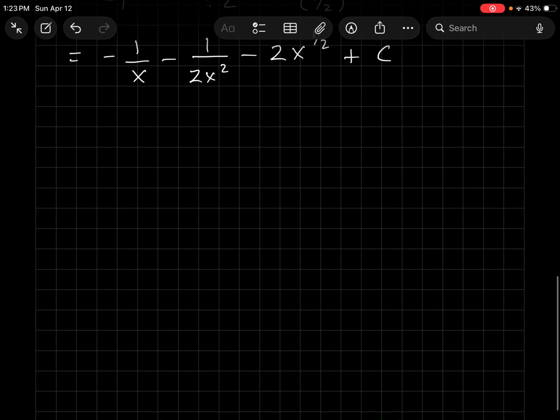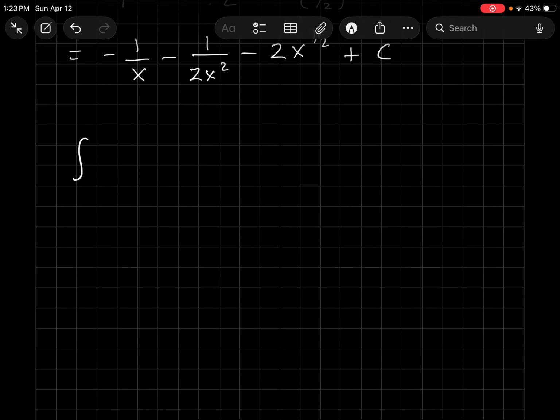Let's do another example. What if we want to integrate 4x to the 7th minus 10x to the 3rd dx? What will this equal? I don't need to rewrite this one. I'm simply going to do a constant power rule in each piece.